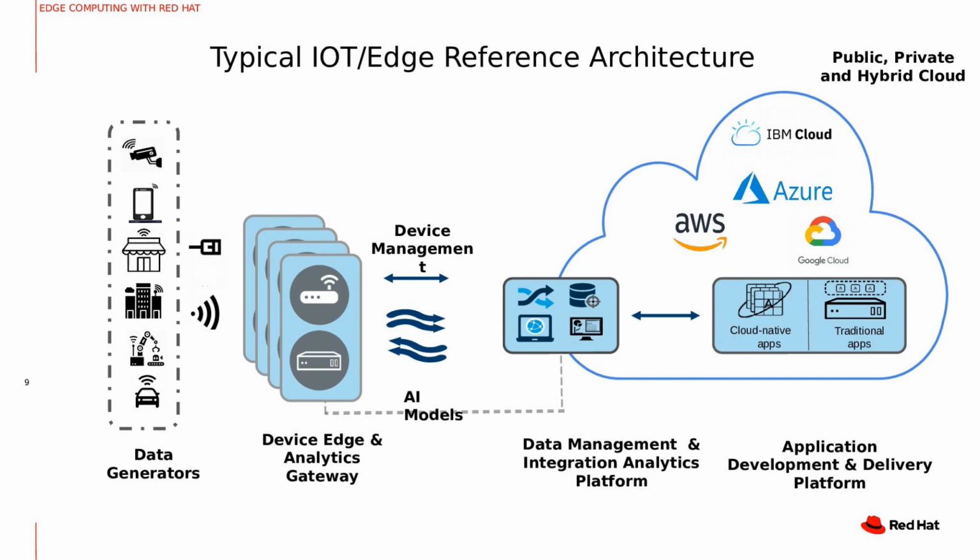And then on the back end is your traditional kinds of applications that's going to do AI, ML kinds of stuff. And also down in the gateway, you can do AI, ML things as well. But this is a typical architecture when we talk about an IoT edge deployment.